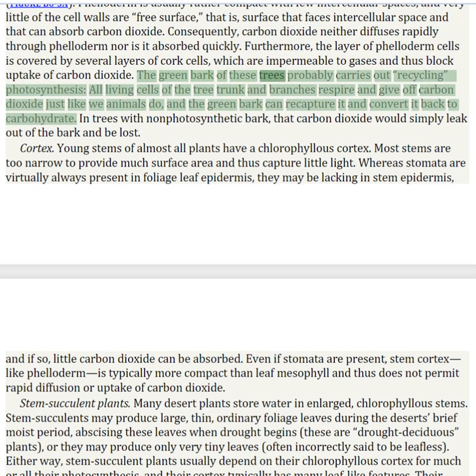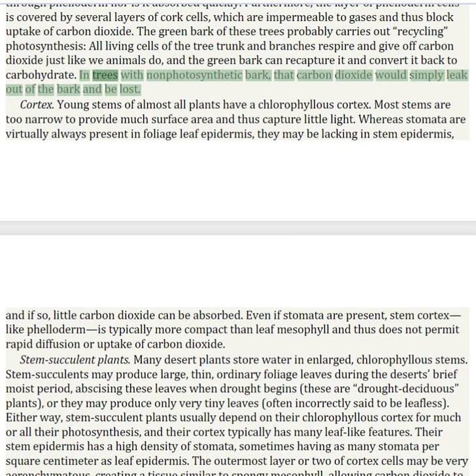The green bark of these trees probably carries out recycling photosynthesis. All living cells of the tree trunk and branches respire and give off carbon dioxide just like we animals do, and the green bark can recapture it and convert it back to carbohydrate. In trees with non-photosynthetic bark, that carbon dioxide would simply leak out of the bark and be lost.